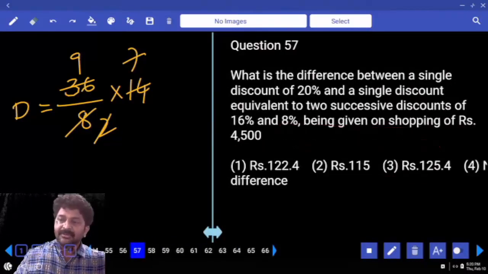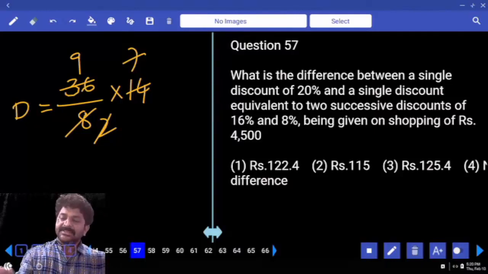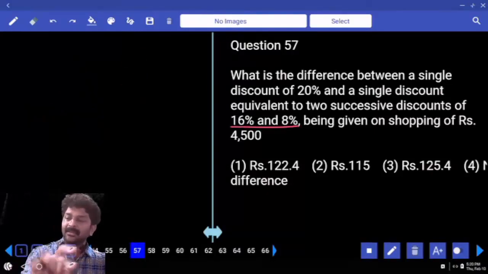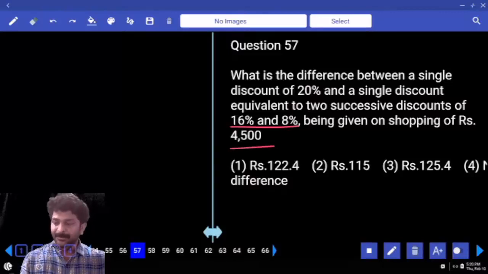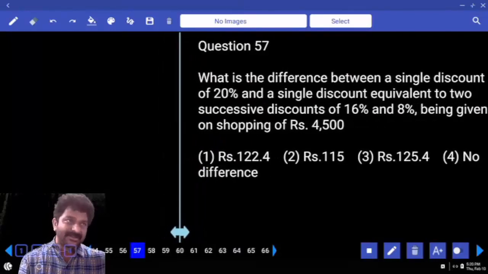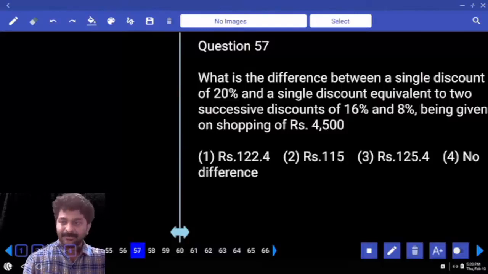Next, what is the difference between a single discount of 20% and a single discount equivalent to two successive discounts of 16% and 8% being given on shopping of 4,500 rupees? Okay, we were asked to calculate discount difference. When you look at your options, your fourth option says no difference. Let's see whether we get any difference or not first of all.